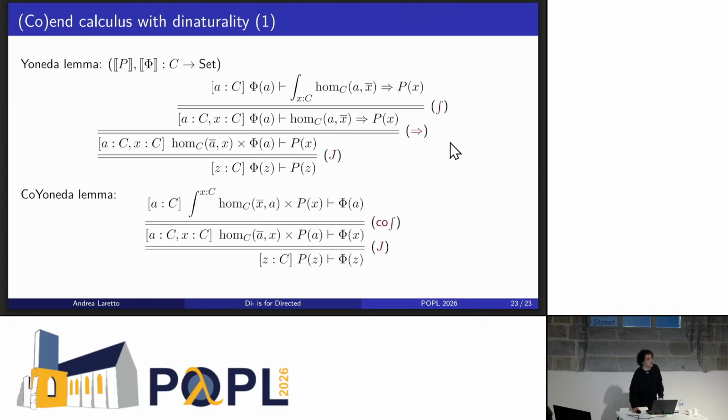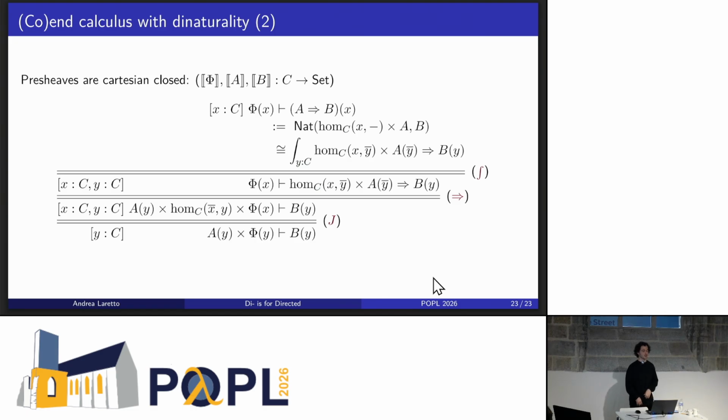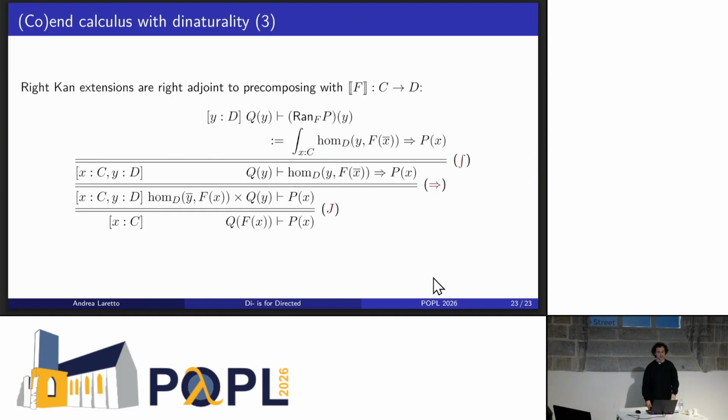This is the Yoneda lemma. You've seen it before. This is the coYoneda lemma. I'm just going to be quick through these. Then this is a proof that presheaves are Cartesian closed. This is a whole proof. And then if you've heard of Kan extensions, well, they also have a logical interpretation. They are computed with this logical formula here.